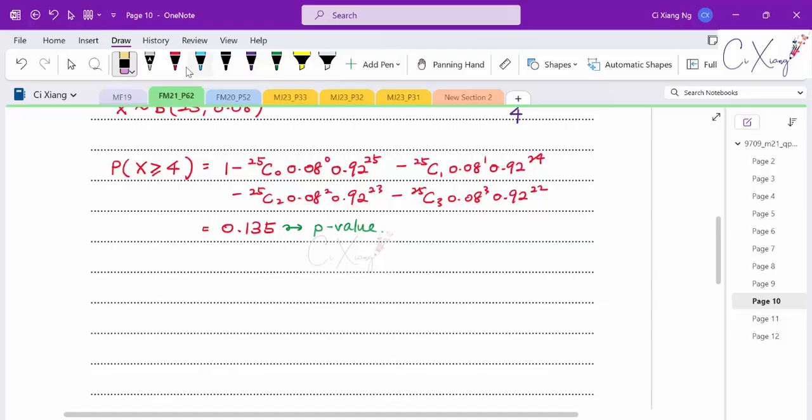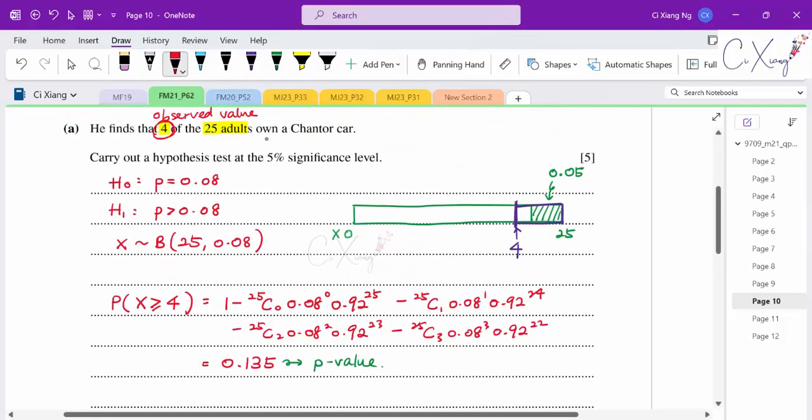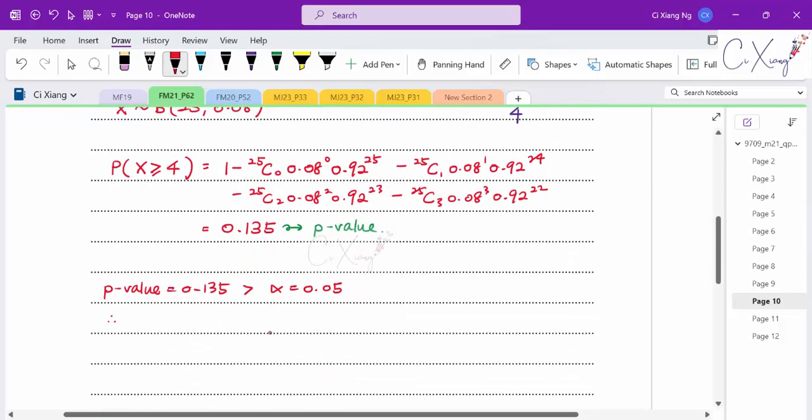Before I can make a conclusion, you still need to write out the reason. So your p-value is equal to 0.135 and it is greater than the significance level alpha, which is equal to 0.05. Therefore, you can see that the 4 falls under the acceptance region, and our conclusion will be do not reject the null hypothesis.